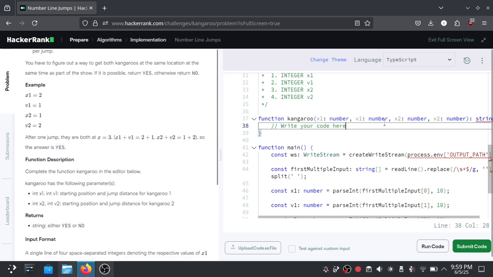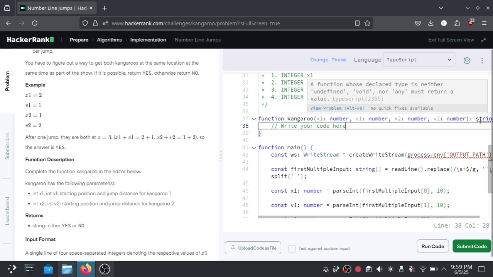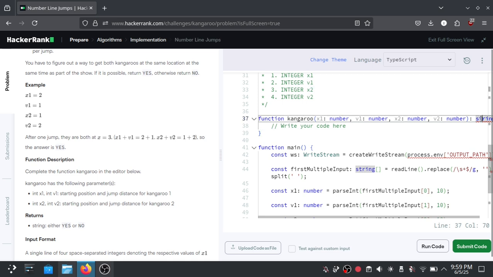If it's possible, then we are returning the string, since we are using TypeScript, and we are explicitly returning the string which is yes, or if they are not going to meet halfway, then we are going to return no.